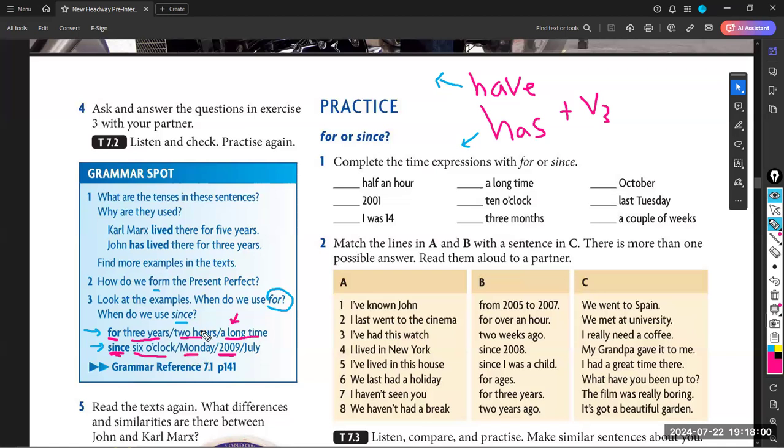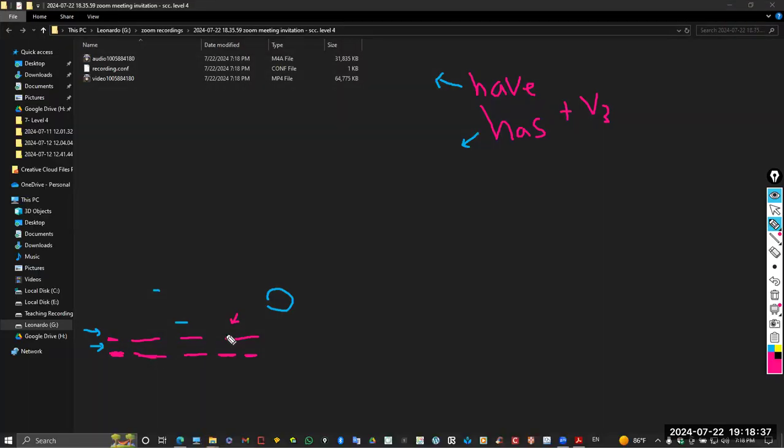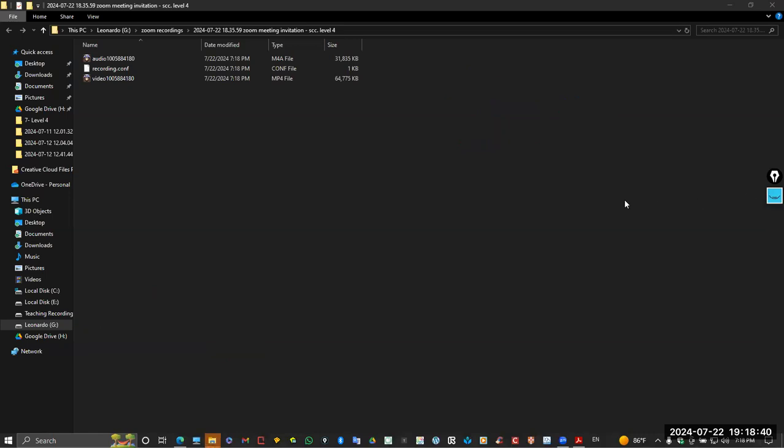But if the day of the week is specified, if the name of the month is specified, I have to use since. Because if I want to say for 3 months, I didn't mention the name of the month. So for 3 months, because I didn't mention the name of the month, I have to use for. But if you want to name the month, name the day of the week, name the year, name the exact time, you have to use since. Okay? Can I say John has lived there for the past 3 years? Yes, yes, yes.